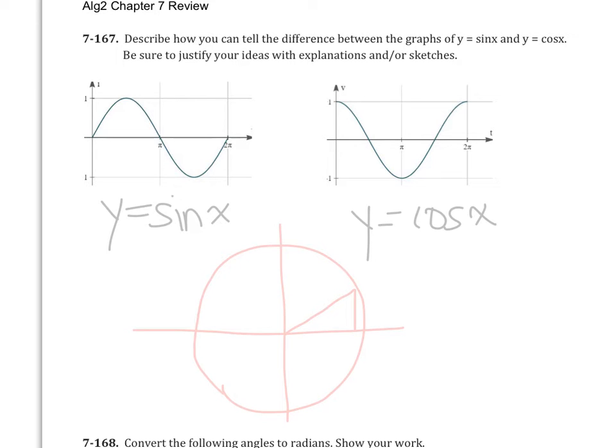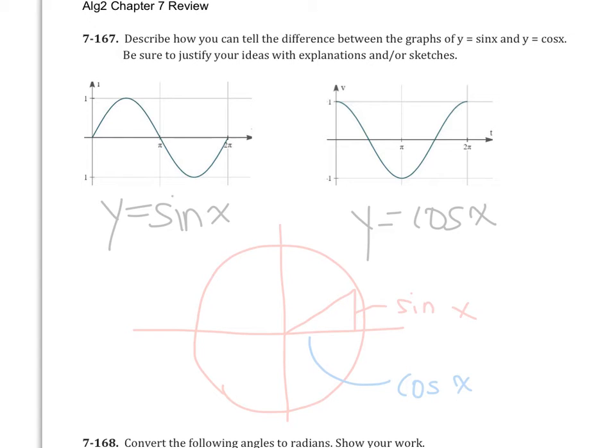So what we found when we embedded those triangles in the unit circle, we found that y equals sine x was really the height of that triangle at any angle as we moved around the unit circle. And we found that cosine x was the base of that triangle as we moved around the unit circle.